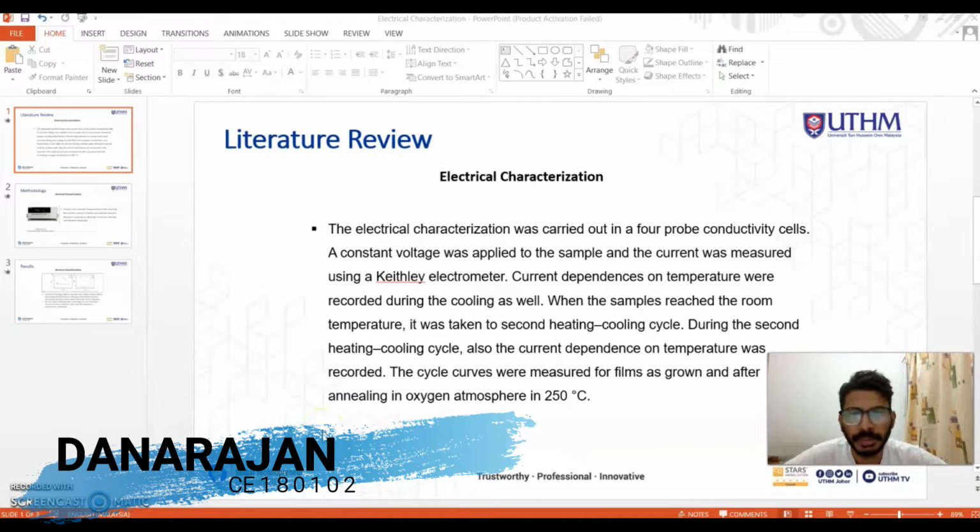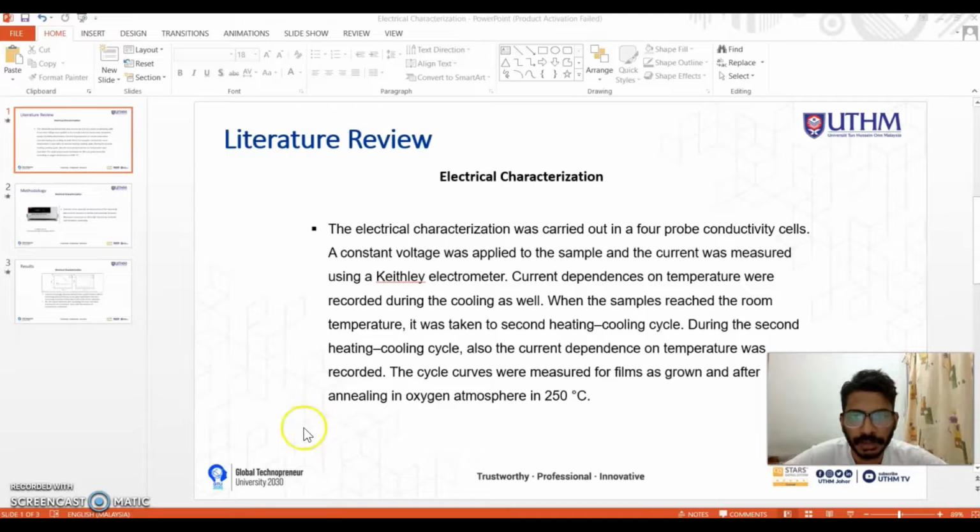I am going to explain the electrical characterization of this journal. First, the electrical characterization was carried out in a 4-probe cell. A constant voltage was applied to the sample and the current was measured using a gate electrometer. Current dependence on temperature was recorded during the cooling as well.